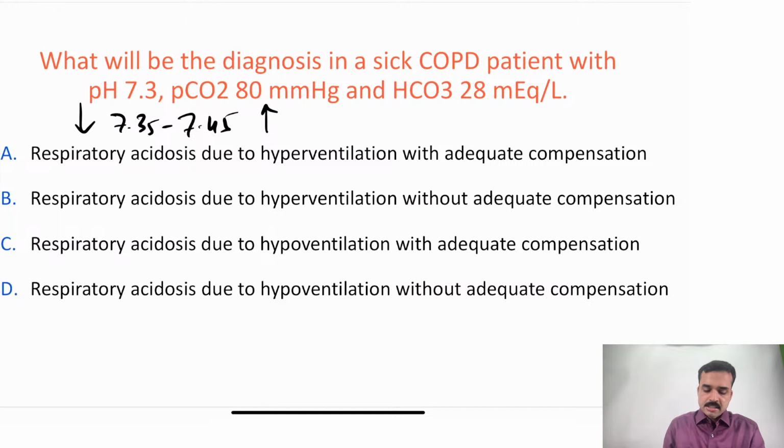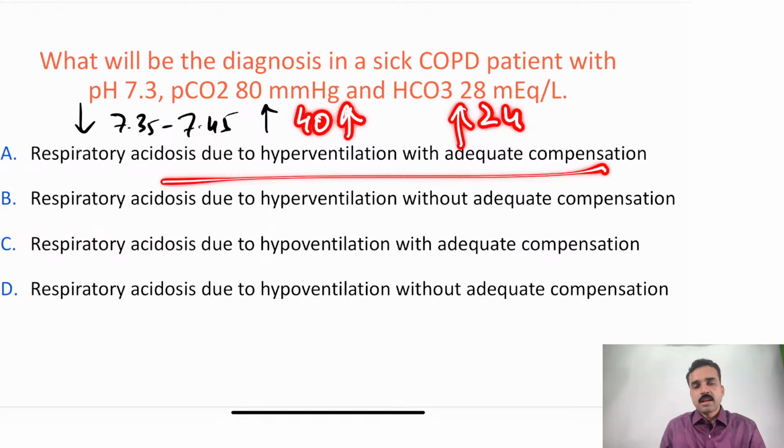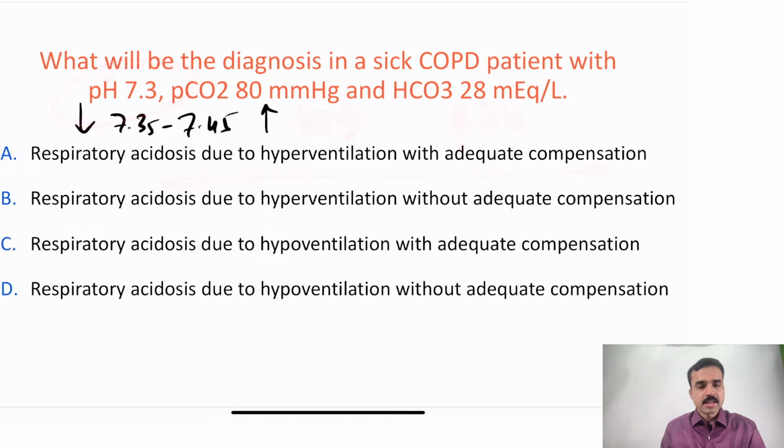But if the pH change and the change of these two are in the same direction, then you consider it a primary metabolic process. If it is different, like in this case, the pH has dropped but PCO2 has risen. Normal PCO2 you take as 40. Normal bicarbonate you take as 24. Correct? So the PCO2 has risen, the bicarbonate has risen, but the pH has dropped, which means it's a respiratory process. And obviously there is acidosis. So it's a respiratory acidosis. This much is clear, and therefore all four options have respiratory acidosis.